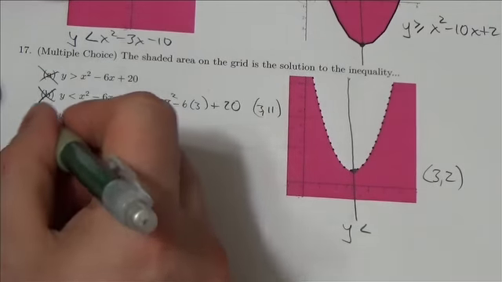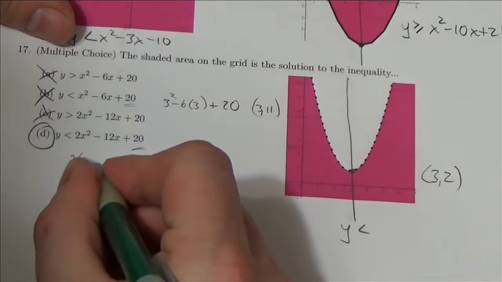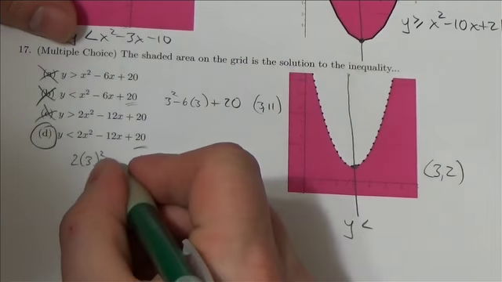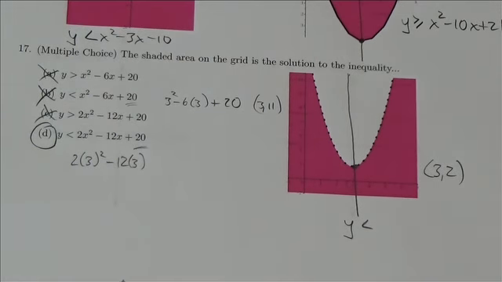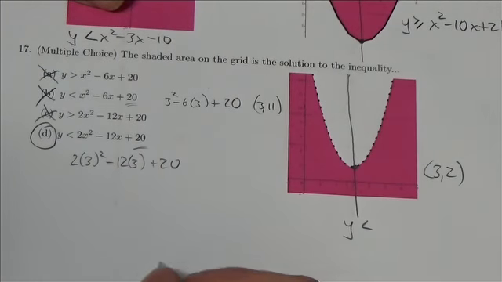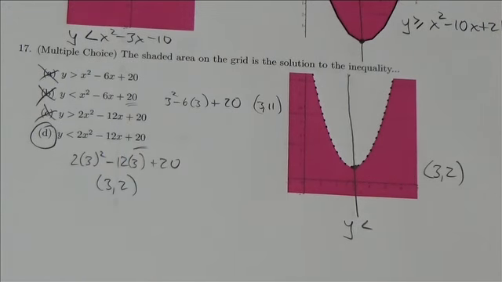Now, by process of elimination, it has to be D. But just to double check that, 2 times 3 squared, well, again, 3 squared is 9, so that's going to be 18. Minus 12 times 3, well, 12 times 3 is 36. 18 minus 36 is negative 18. Plus 20, negative 18 plus 20 is in fact 2. So this tells me that the vertex is the point (3, 2). Yeah, the answer has to be D.